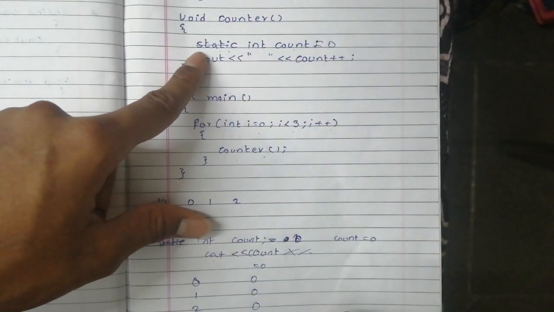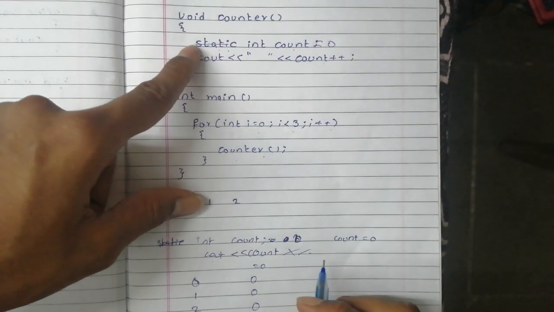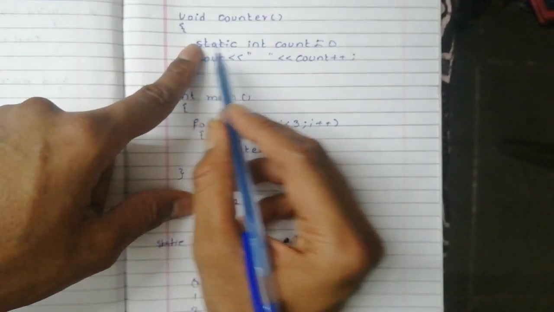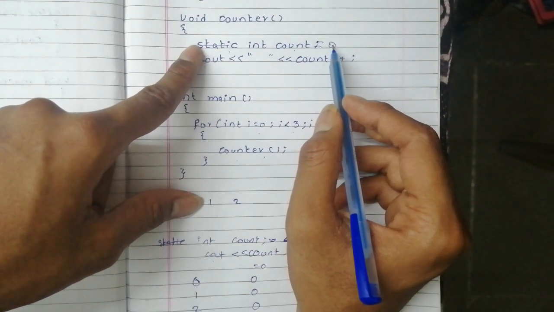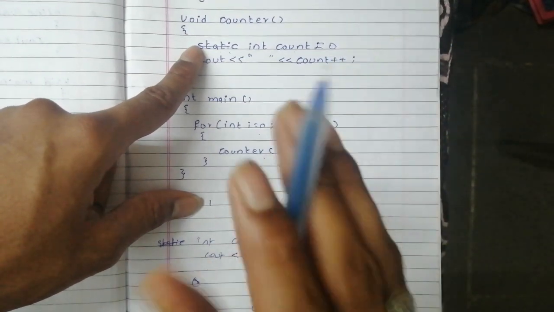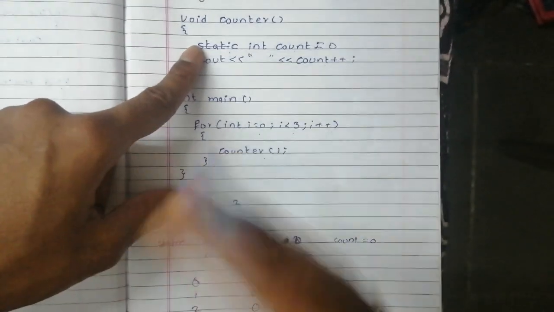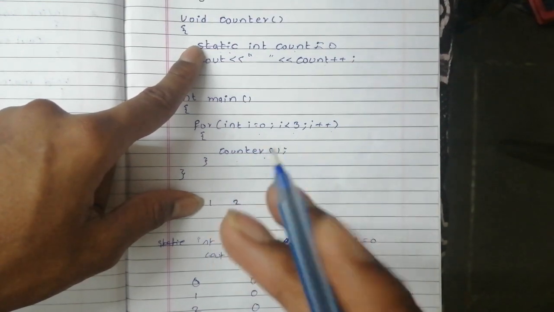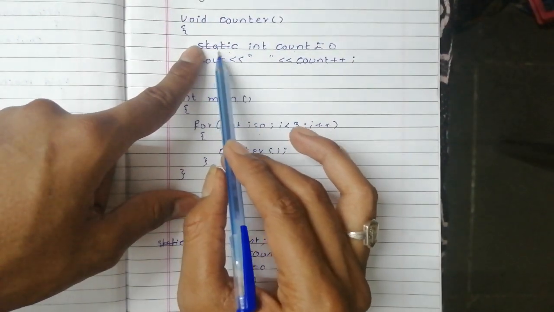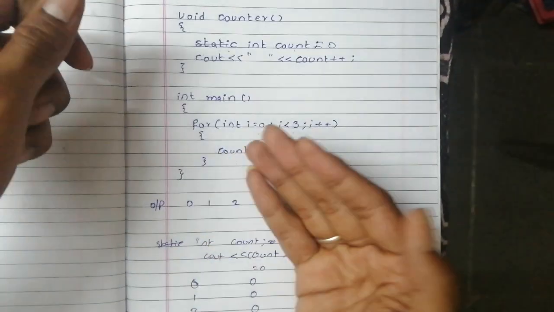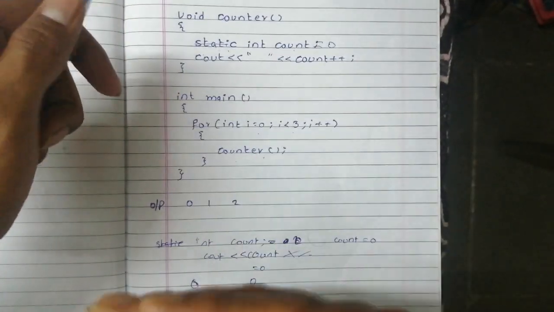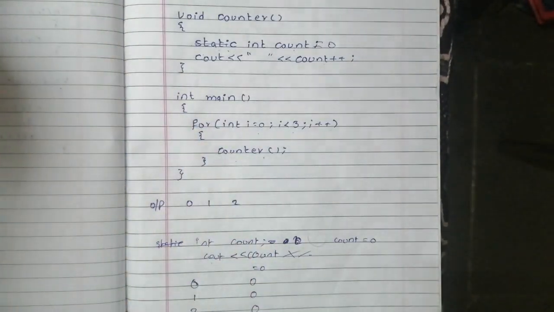So what is the use of static? If you use static and don't give any value to that variable, it initially initializes it with 0. After that, it is going to retain its value, so after every increment it stores its value. This is the use of the static variable.